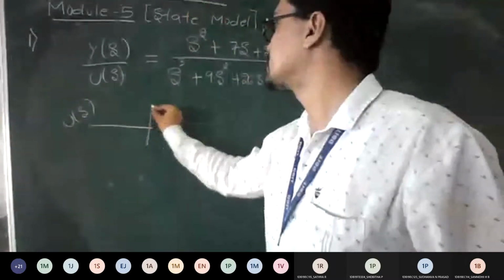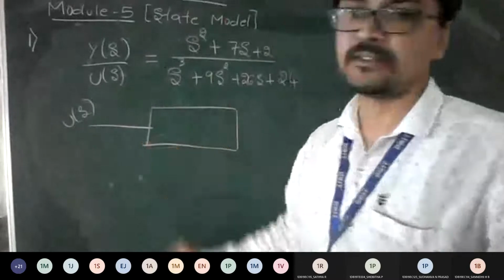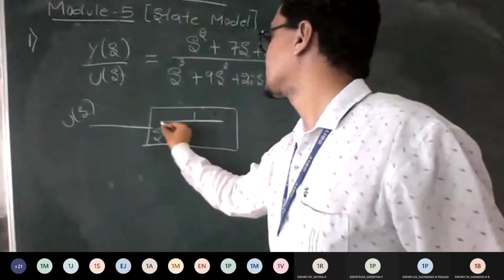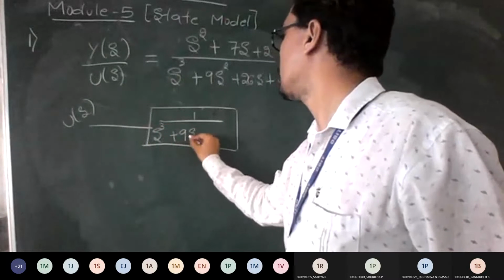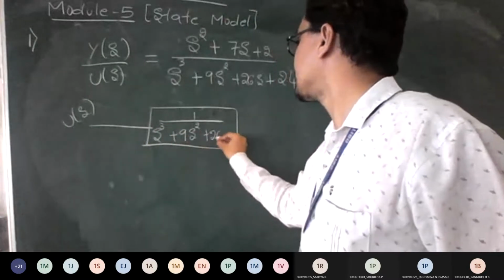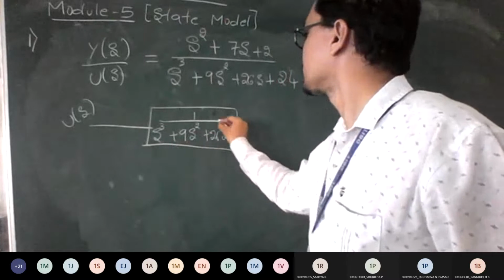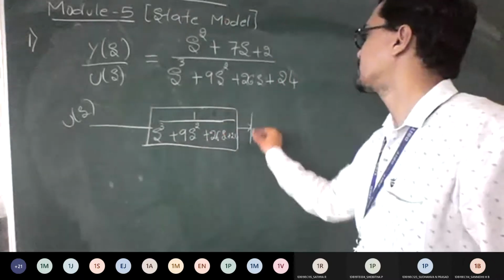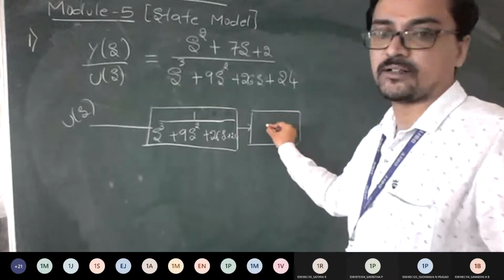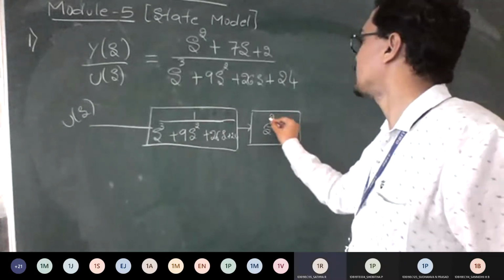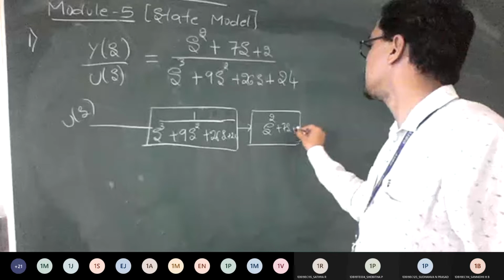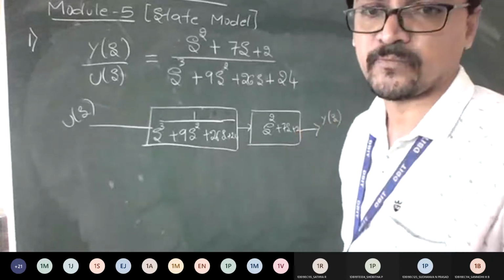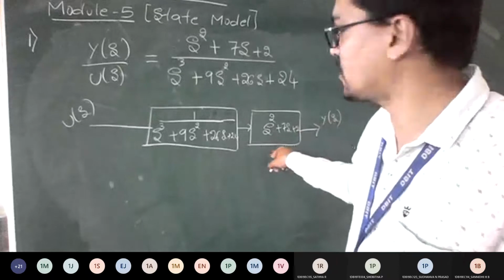So this has to be given to one subsystem where I can write 1 divided by s cube plus 9s square plus 26s plus 24. This I am going to cascade with one more function, s square plus 7s plus 2. Here I am going to get the output y of s. So is it okay till here? If I split this, is it how it looks?